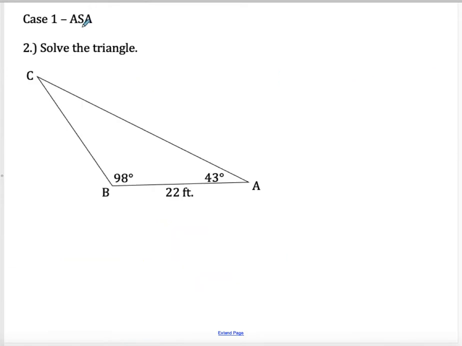Let's try example 2. Example 2 is a little bit different. We have to solve the triangle here, and it's different because it's now angle, side, angle, where the side is trapped in between. Immediately here, we can't use law of sines. Yep, we have to find that third angle. So 180 minus 98 minus 43. Are we getting 39 degrees? Okay, so you have to find this third angle first.